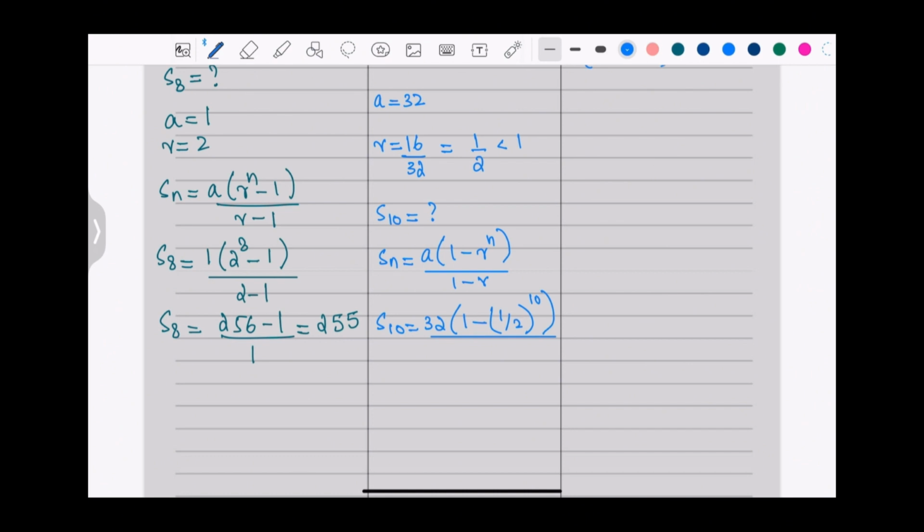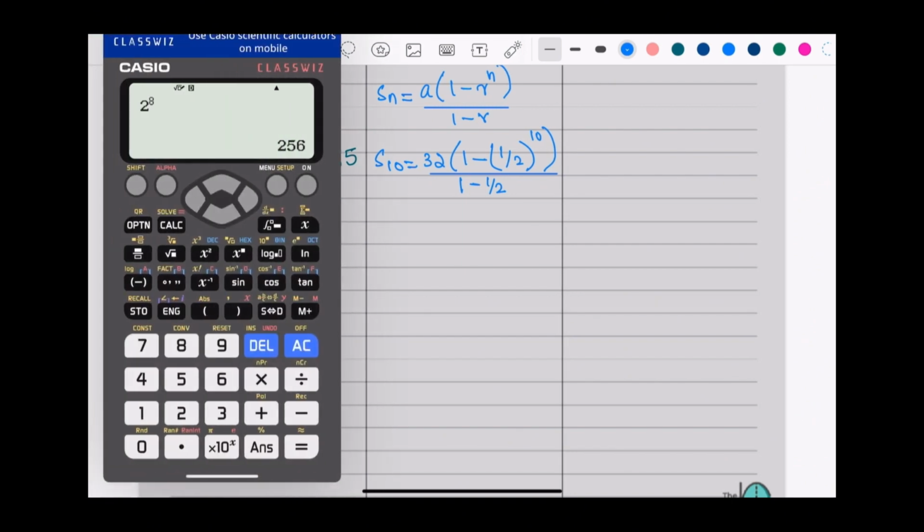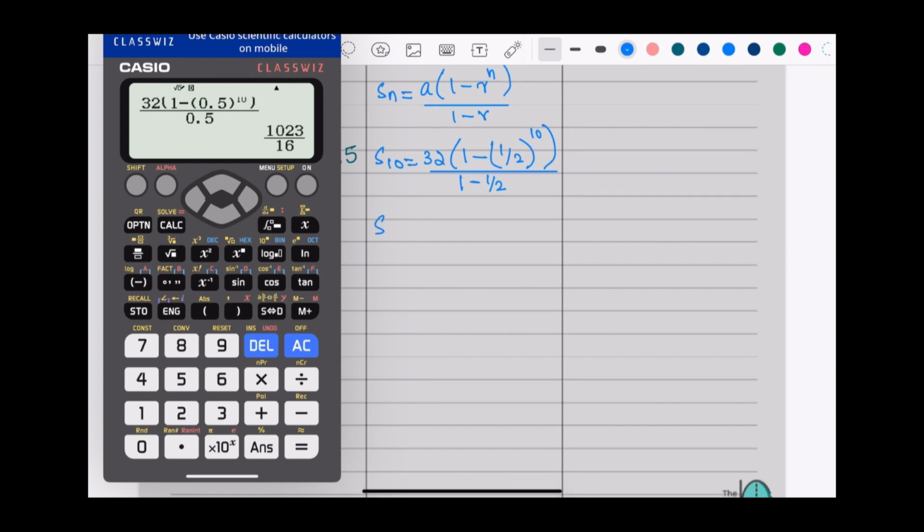over 1 minus 1 over 2. Let's write it down. So the sum of the first 10 terms is going to be 1023 over 16.